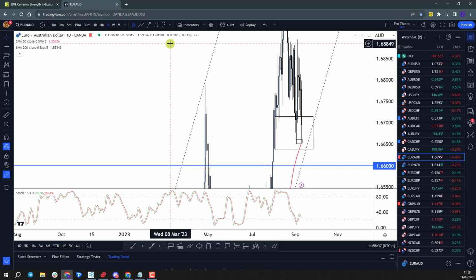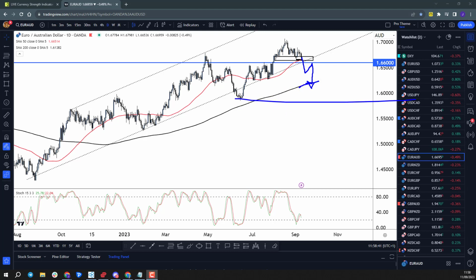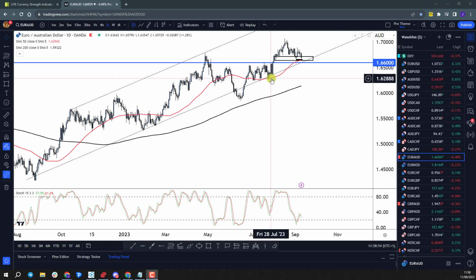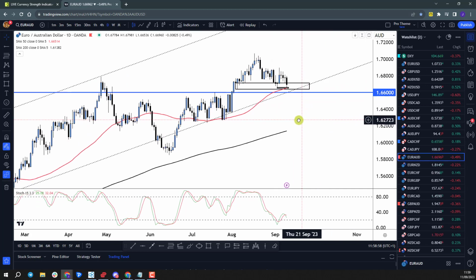One thing I would be really cautious of is this trend line support, this huge weekly trend line support that we've been looking at here. A breach of that, a breach of 1.66, I think would really lead to a move down to the 200 moving average, perhaps even all the way down to the 1.6 handle. So that's my two sides of the equation here for Euro Aussie.